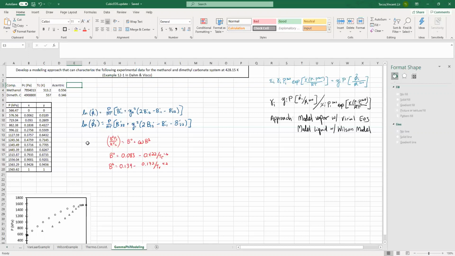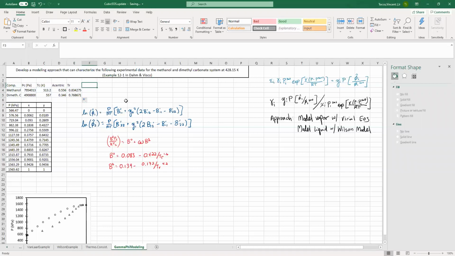All right, next step is to go through calculating what B0 and B1 are for the two components. For that, I need the reduced temperature. The reduced temperature is the actual temperature divided by the critical temperature. So it's going to be 428.15 divided by critical.